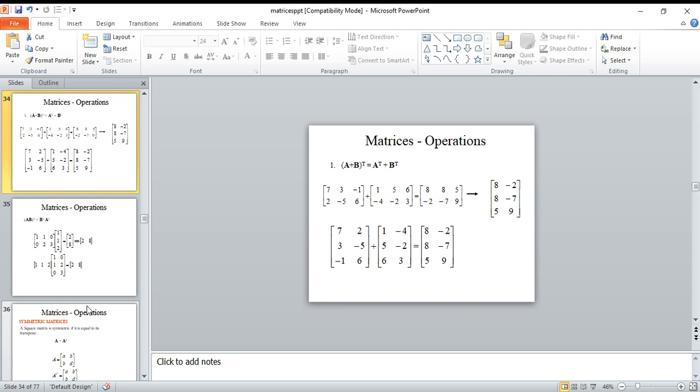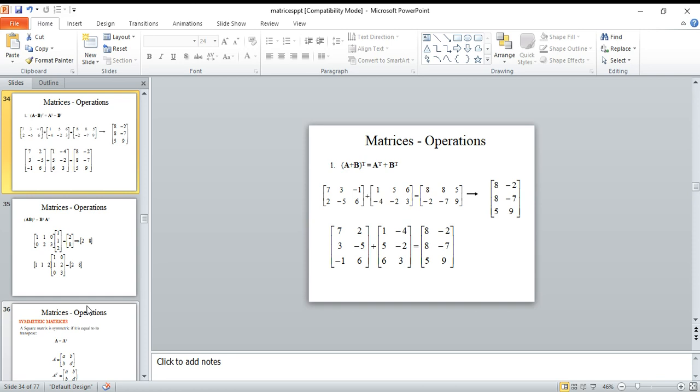Add the second row elements. 2 minus 4 is minus 2. Minus 5 minus 2 is minus 7. 6 plus 3 is 9. So the transpose of (A + B) is obtained by converting rows into columns: first column 8, 8, 5, and second column minus 2, minus 7, 9.